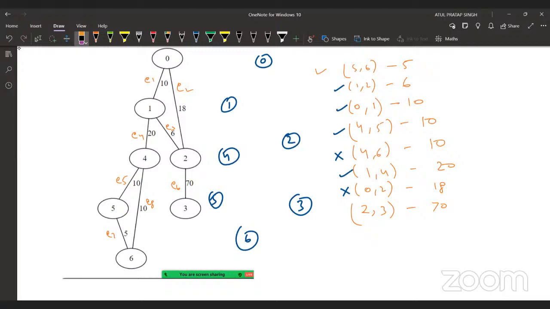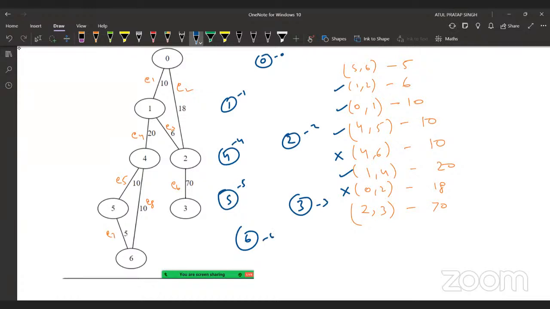So we maintain one piece of information, the component. After every edge, for example, if we are starting from this 5 to 6, at that time, initially all vertices are different components. The initialization is: the component of 0 is 0, 1 is 1, 4 is 4, 2 is 2, 5 is 5, and 3 is 3, 6 is 6.